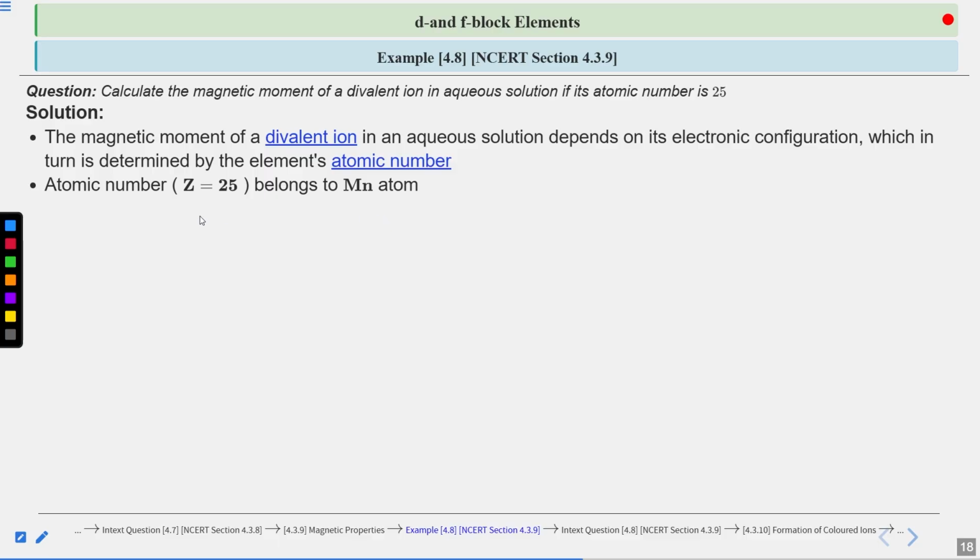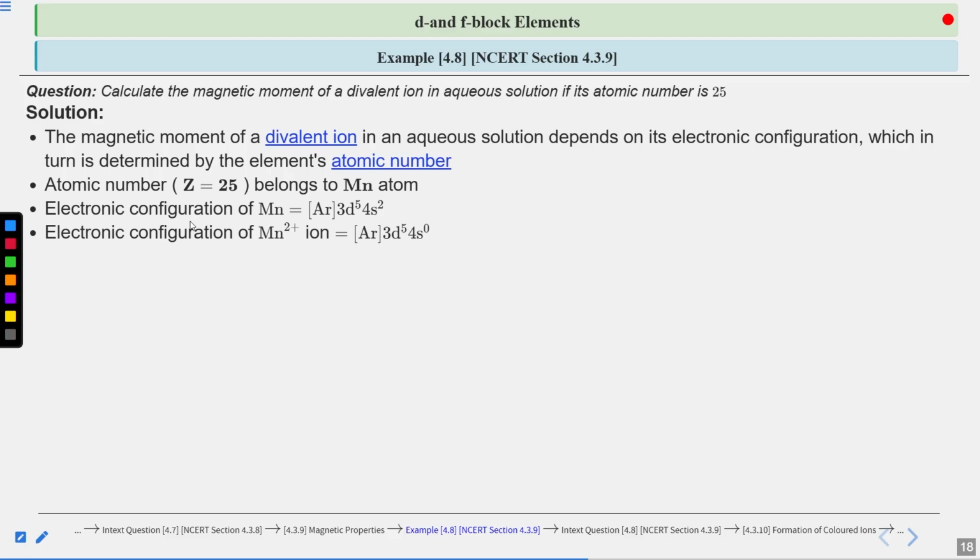This we already know. So the electronic configuration of manganese, using this atomic number, you can write as argon 3d5 4s2. In the outermost orbitals we have 5 electrons in the d orbital and 2 electrons in the s orbital. So the electronic configuration of a divalent ion, that is Mn2+, will be, 2 electrons are going to be lost from the s orbital. So the electronic configuration will become argon 3d5 4s0. If you represent this in a diagram, you can see 3d5, that means every space is filled with one unpaired electron, and the 4s subshell is empty.